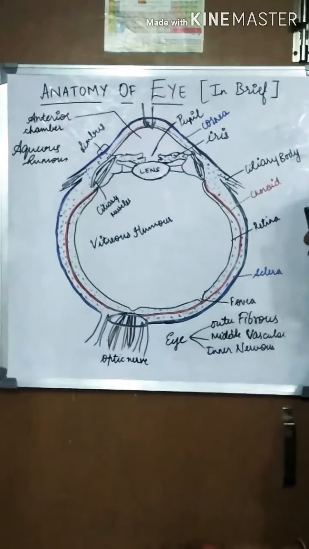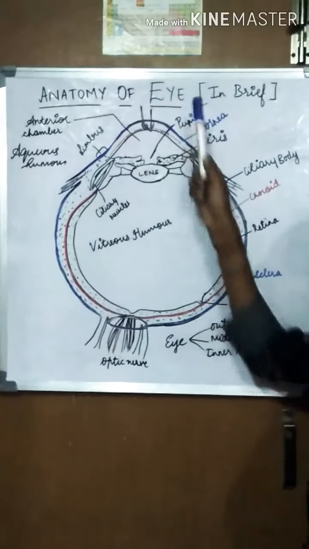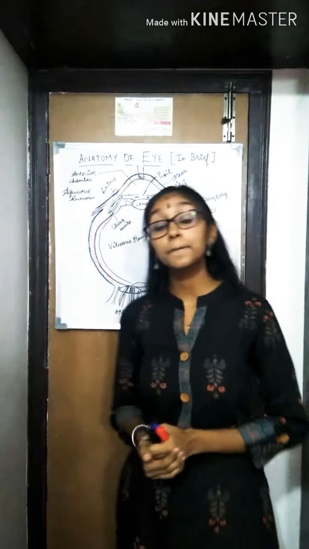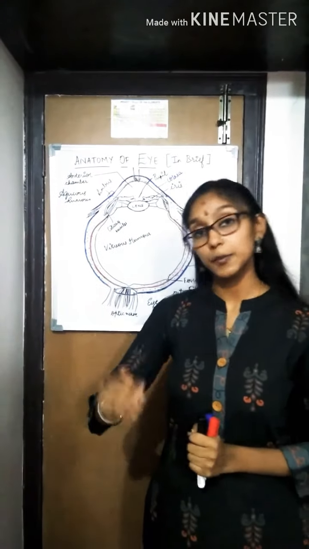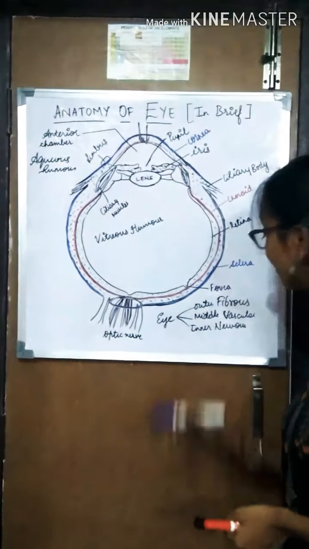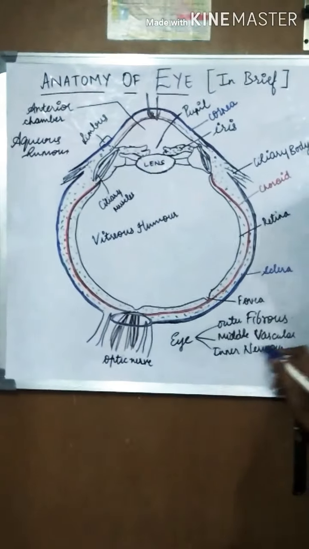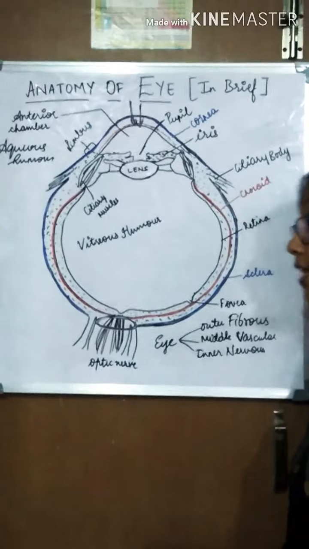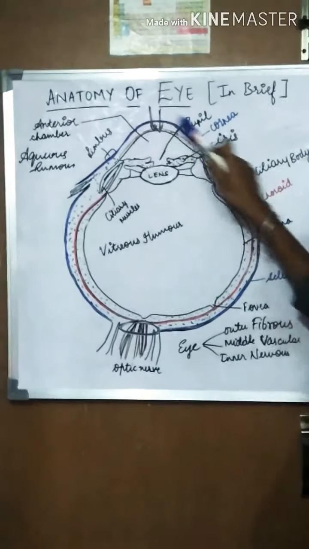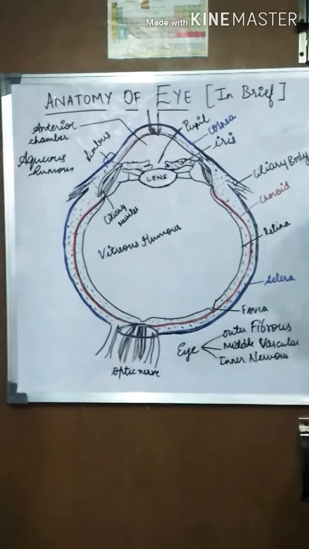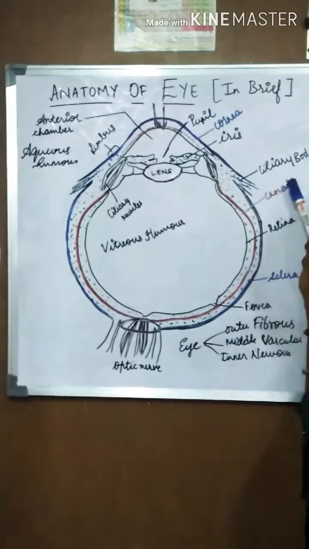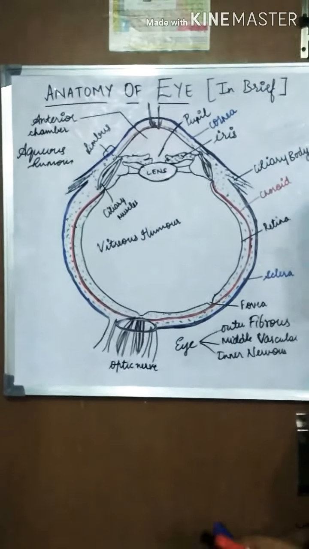Okay, now let's have a brief discussion on anatomy of eye. Generally, human eye is compared to a camera. Why? I'll tell you in later part. The human eye has an outer fibrous layer, middle vascular layer and inner nervous layer. The outer fibrous layer is again differentiated into anterior cornea and posterior sclera, which are marked in blue.